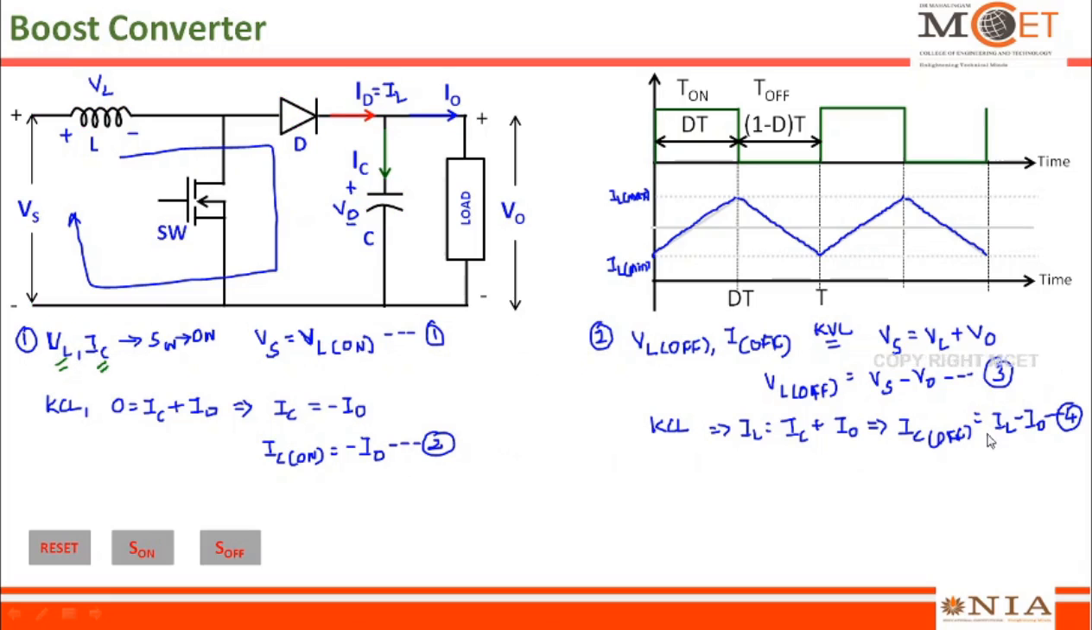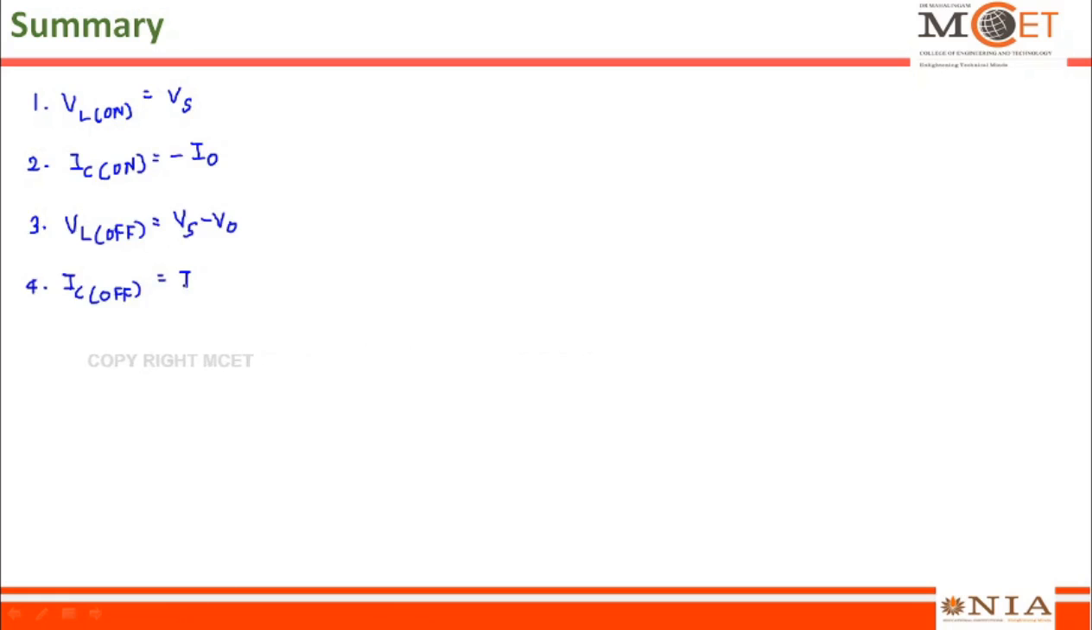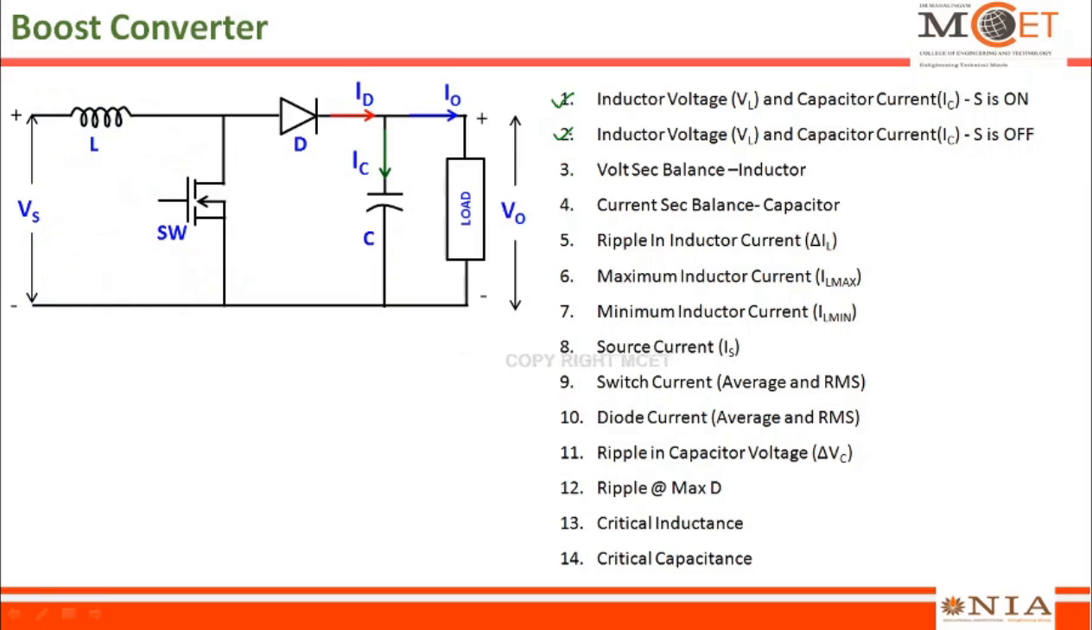So let me take all these 4 expressions and write them in the summary sheet here for easy understanding. The first expression is the voltage across the inductor when it is in on condition, given by Vs. Similarly, I am going to write all these 4 expressions here. The capacitor current when the switch is in off condition is given by IL minus I0. So this is the summary of the previous 1 and 2 derivation. Now we have completed these 2 and we are going to look into the other 2, that is volt second balance of an inductor and current second balance of a capacitor.